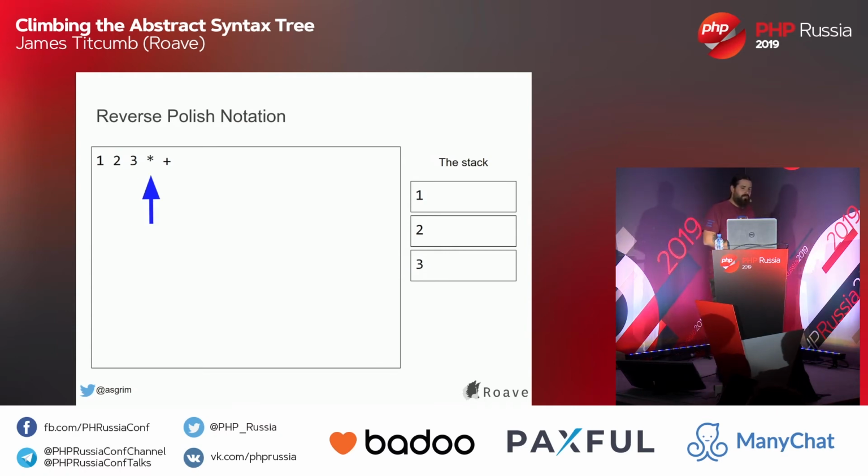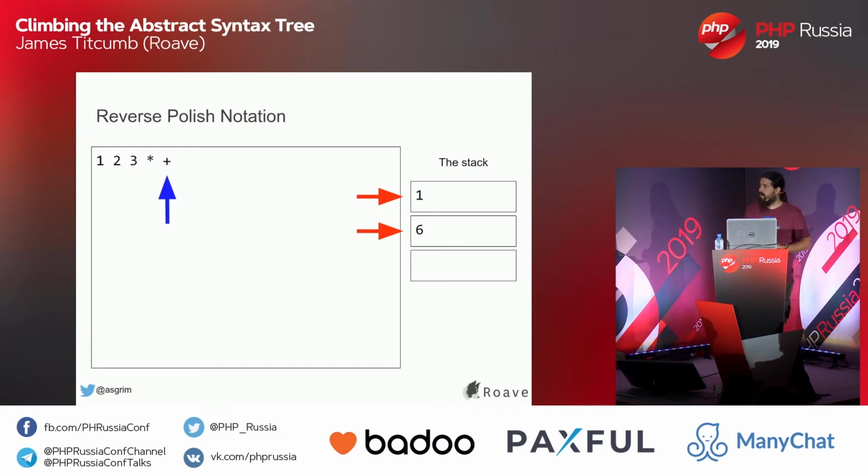So then the next one is an operator. The operator, we know multiply takes 2 things. So we take 2 things off of the stack, 2 and 3. Right? Those are the last things that we put onto the stack. We perform the operation using those 2 operands, and then we push the result back onto the stack, and we get the number 6.